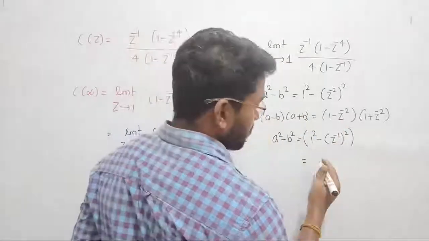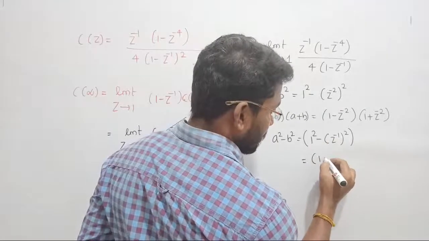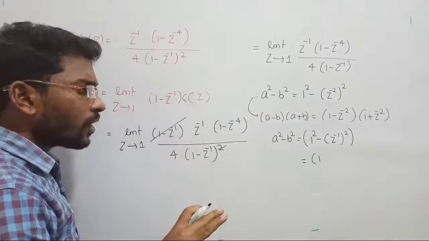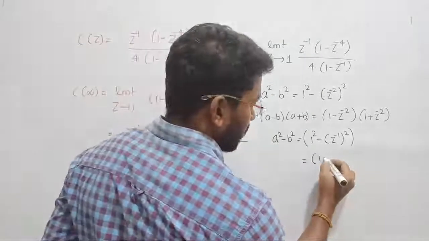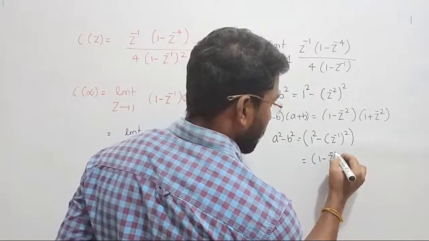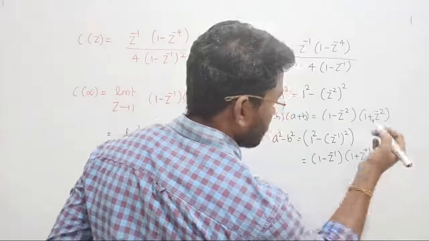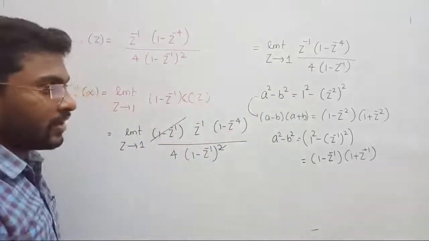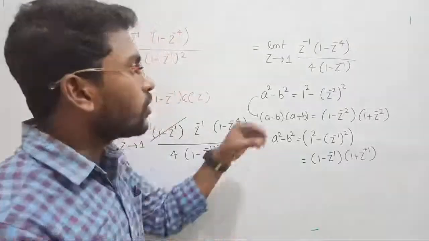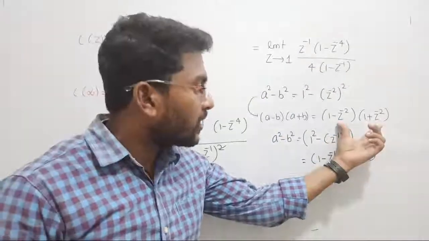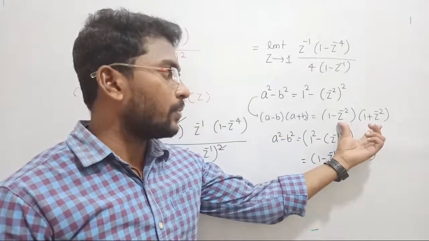How do I reduce this function? This function can be bundled as a square. a square minus b square can be written as a minus b into a plus b. Yes or no? Yes. Finally, happily we got the answer. This 1 minus z power minus 4 can be replaced by 1 minus z power minus 2 into 1 plus z power minus 2.